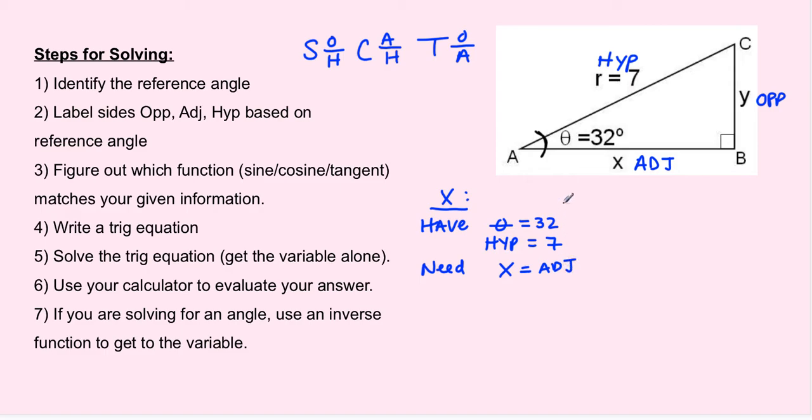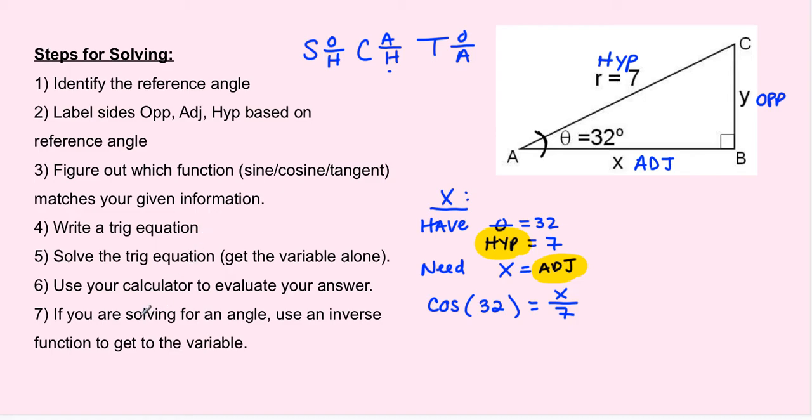I am thinking I have hypotenuse and I need adjacent, so I want to figure out which function that is. The function that involves hypotenuse and adjacent is cosine, so I'm going to write a cosine equation. The cosine of my angle, which in this case is 32, equals adjacent, which is x, over hypotenuse, which is 7. So I've just written my trig equation.